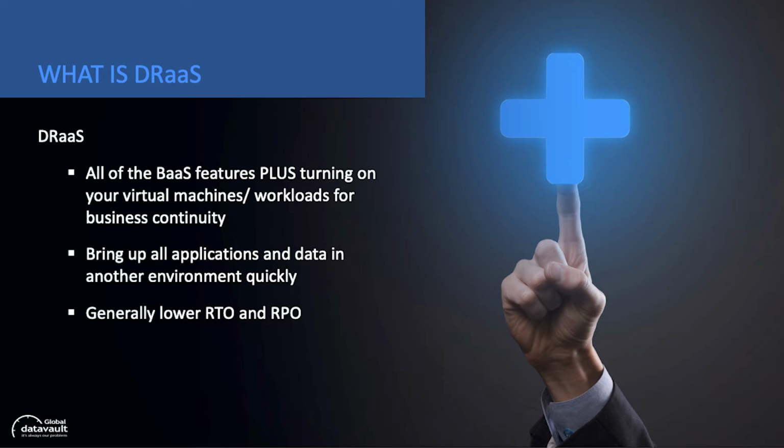So if you want to spin up a virtual machine, then obviously you're going to want to use DRaaS, right? So disaster recovery as a service, we talked about, you get all of those backup as a service features, except you get to turn on your virtual machines. We can do business continuity, disaster recovery, testing, etc. We can turn your cloud environment, where we're storing your virtual machines, into a production environment in the event of a disaster. And we can do that pretty quickly.